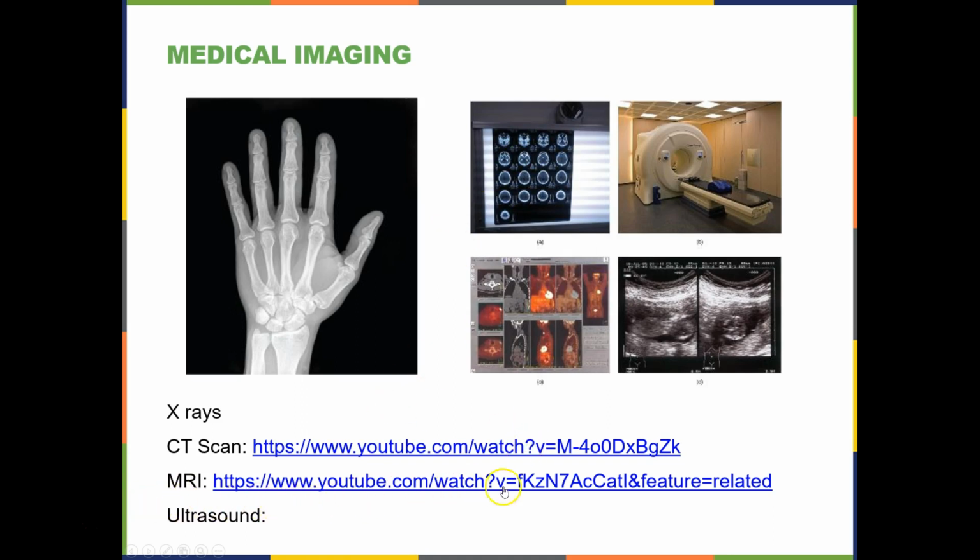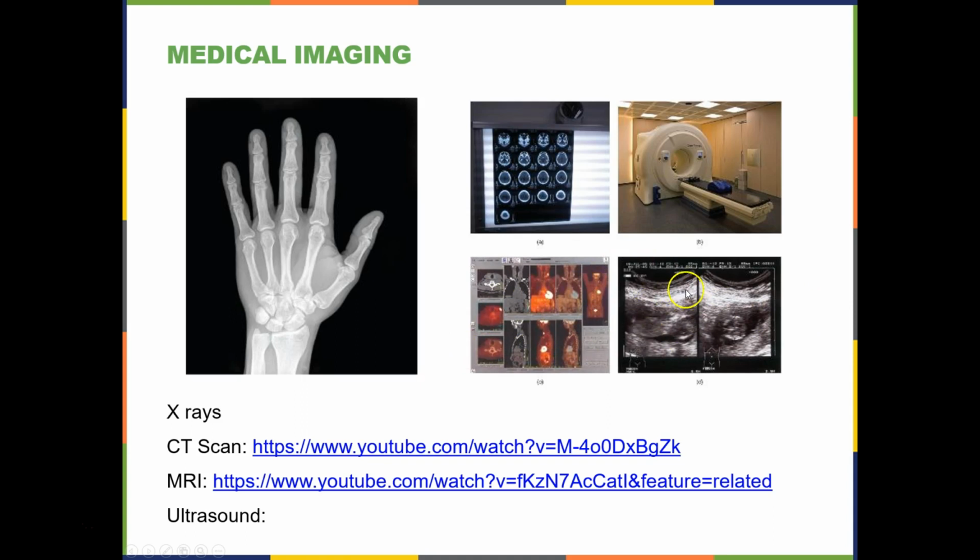We can use MRIs, which are really fancy. They allow us to see more soft tissue. We don't have to just look for the hard tissue. And it uses magnets to find these different structures in the body. So seriously high-level magnets that will allow you to look at different structures in the body.